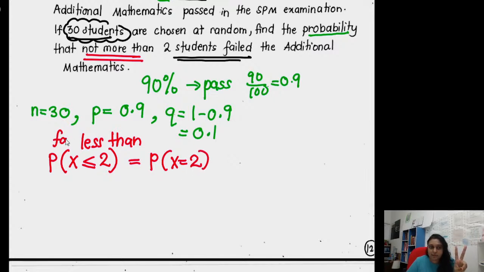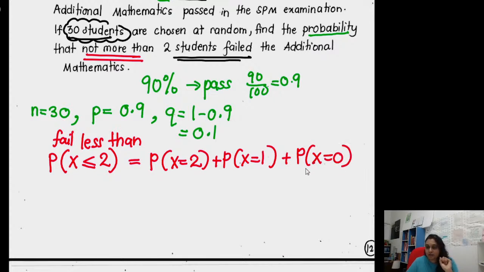Correct, this one we are talking about fail, gagal. Exactly 1 student fail, can or not? Can. Exactly 0 students fail, can or not? Teacher wants you to understand this part very well. We are talking about fail. So maybe 2 students fail, 1 student fail, 0 students fail. So you must know your X very well. Kena tahu kita punya X dulu.